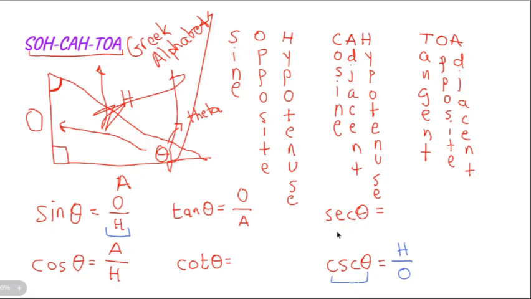Okay. Secant is equal to the reciprocal of cosine. So I'm taking that ratio and I'm flipping it. Hypotenuse over adjacent. And then by process of elimination, that means that cotangent is the reciprocal of sine. I'm just kidding, it's tangent. So we take that opposite over adjacent and we flip it.